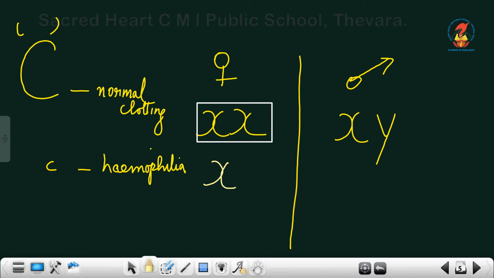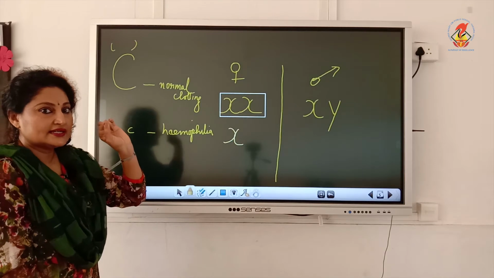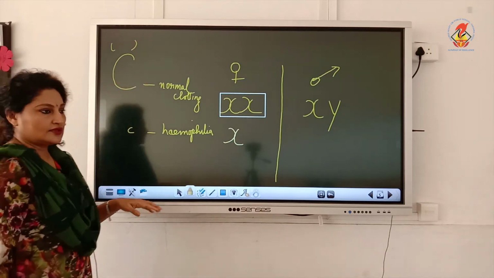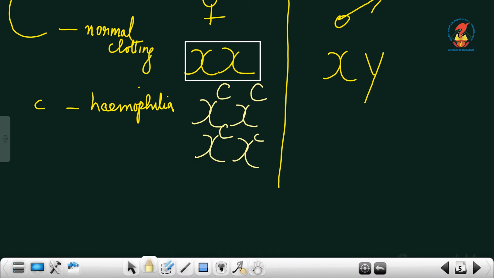We are putting it as linked to the X chromosome, and we are placing the C's as superscripts. So we have X capital C, X capital C, then X capital C, X small c, and one more, X small c, X small c. Look at the possible genotypes in females. X capital C, X capital C. So what is the phenotype of this individual? Is this individual normal or hemophilic?